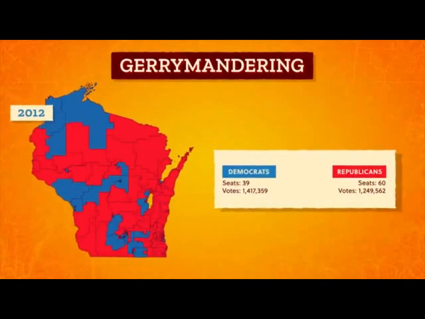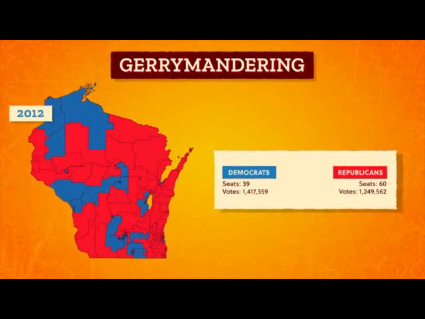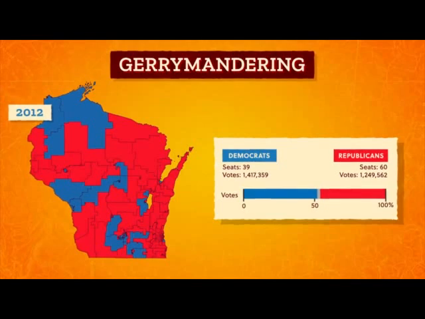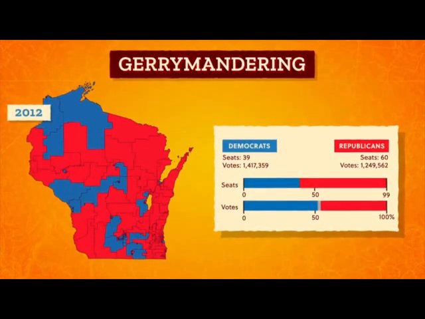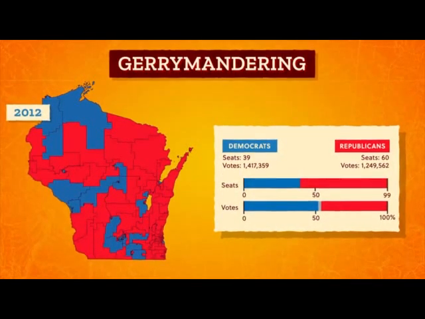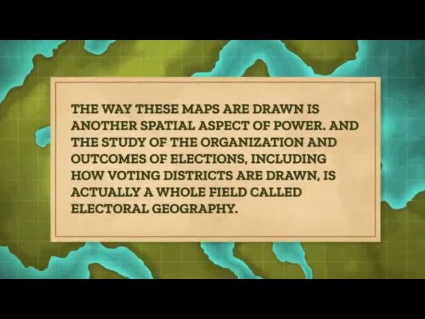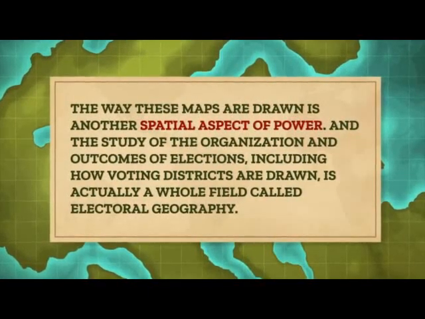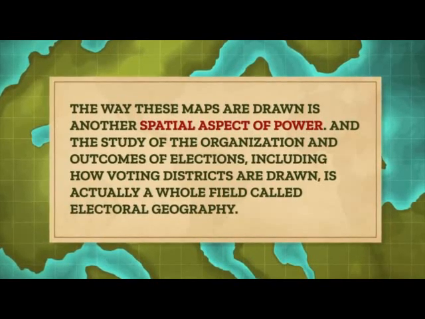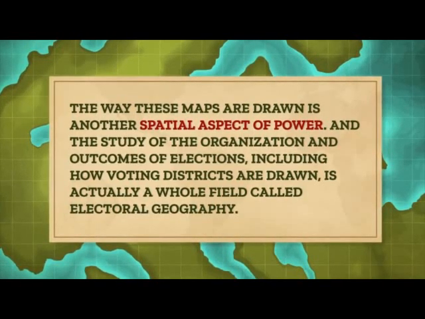In Wisconsin, they saw this in 2012 when, despite Democrats getting the majority of the votes, they only won 39 of 99 seats in their state assembly. So representation doesn't match the population because of how the districts are drawn. The way these maps are drawn is another spatial aspect of power. And the study of the organization and outcomes of elections, including how voting districts are drawn, is actually a whole field called electoral geography. So whether it's colonial Africa or present-day North America, how we draw borders matters.